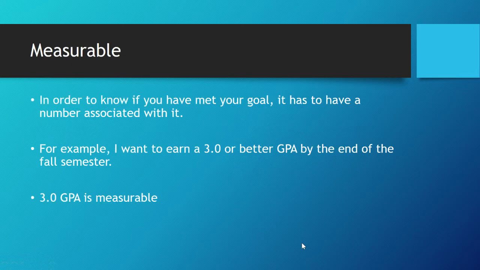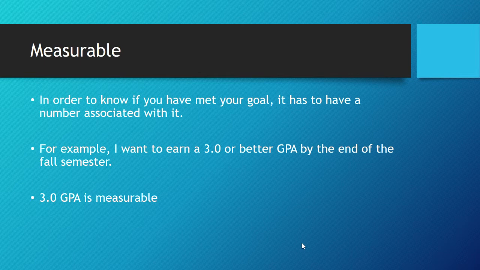Goals should also be measurable. In order to know if you've met your goal, it has to have a number associated with it. For example, I want to earn a 3.0 or better GPA by the end of the fall semester. 3.0 is measurable. If you hit a 2.8, then you know you have not met your goal. Even though that may have been well for you or a good semester for you, it still shows that you did not meet your goal.